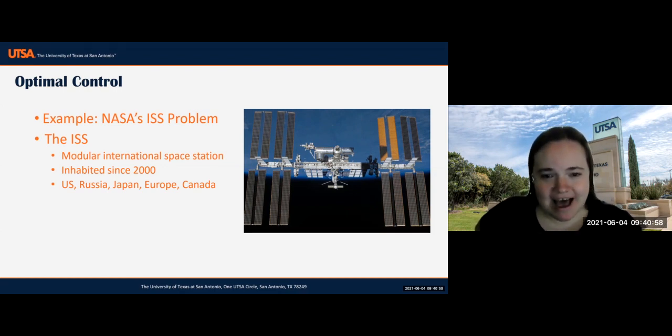So NASA had a problem with the International Space Station. The International Space Station is a modular space station that we've had up in space since, I think, the year 2000. And it's a multinational collaborative project between US, Russia, Japan, Europe, and Canada. And this will come back to be relevant.